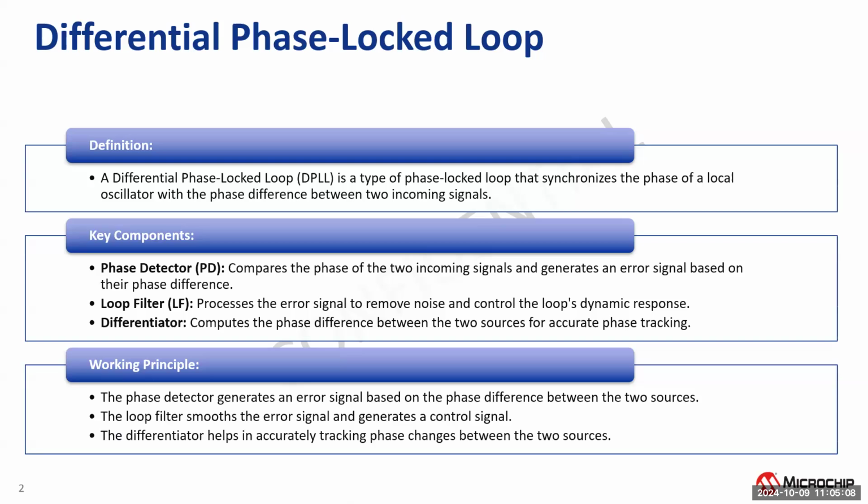So the working principle is that the phase detector can generate an error signal based on the phase difference between two input source signals. The loop filter can smooth out the error signal and generate a control signal from that difference. And the differentiator helps in accurately tracking phase changes between those two sources.